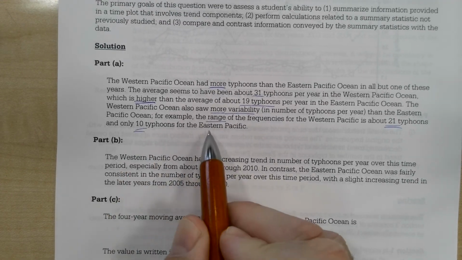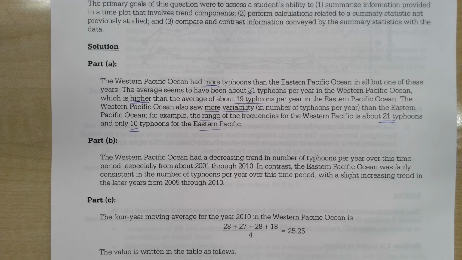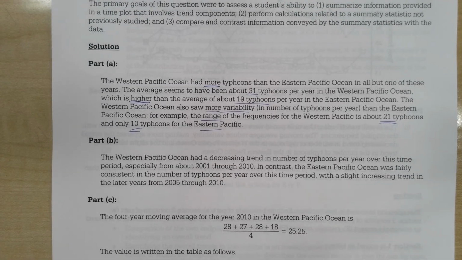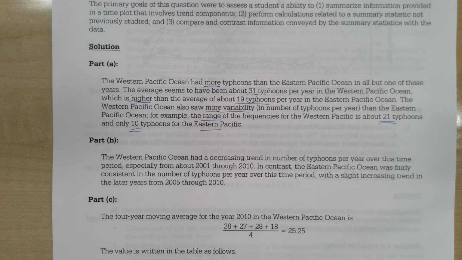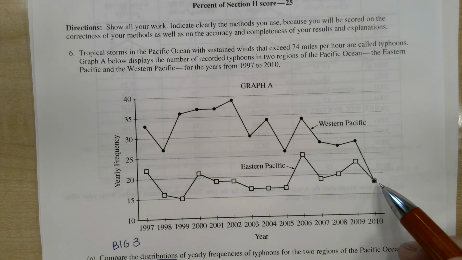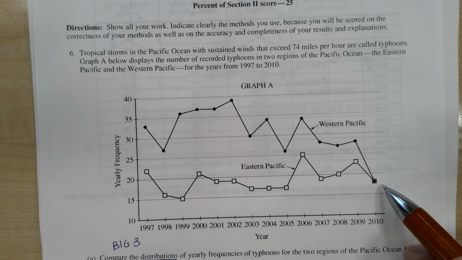and 10 for the Eastern. Okay, so you can see that comparative language, they're using numbers and they're using context. And I guess they also mentioned the unusual feature that they both had the same last value in 2010. That's kind of an unusual feature you want to mention.